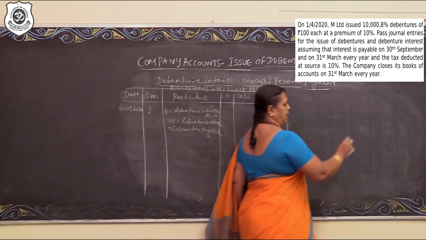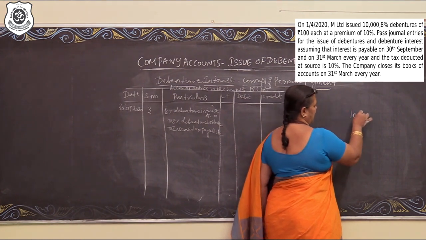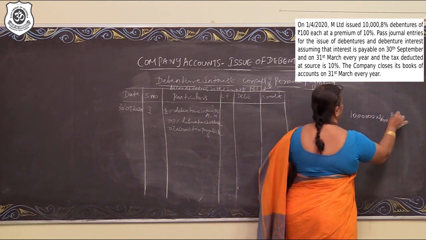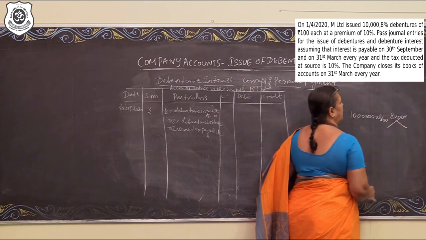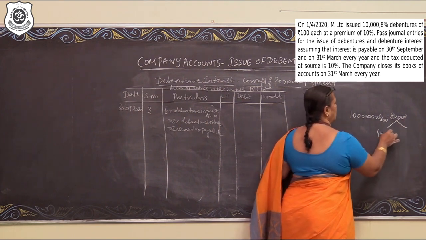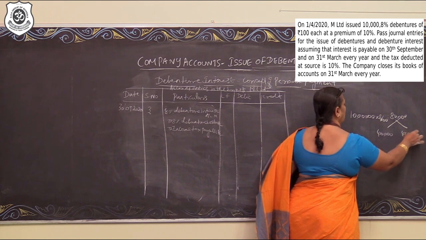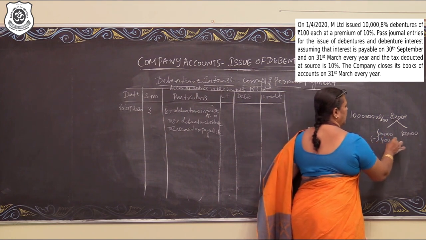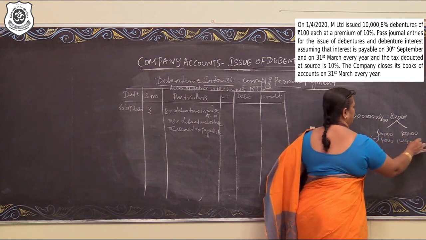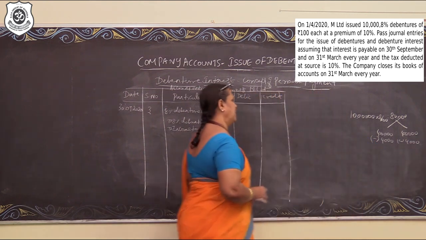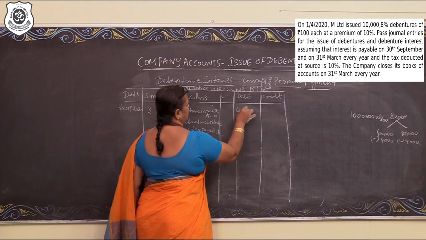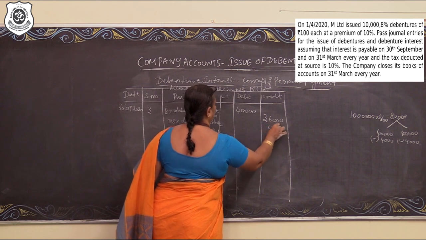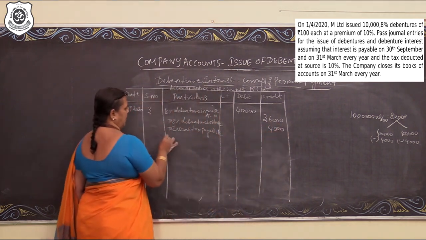What will be the total interest? Now total value of the debenture is 10 lakh rupees, which carries 8% interest. That gives you 80,000 rupees. This has to be paid in 2 installments, 40,000 on 30th September and 40,000 on 31st March. From this we are going to subtract 10% towards income tax payable. So, total debenture interest payable is 40,000 rupees, out of which 36,000 will go to the debenture holders and 4,000 rupees will go to income tax payable account.